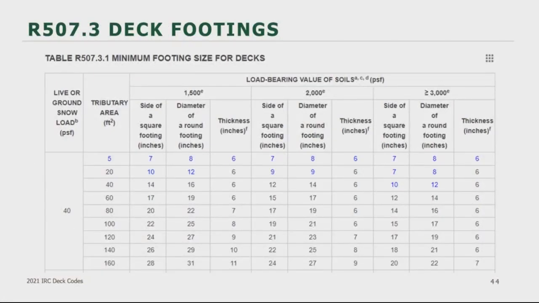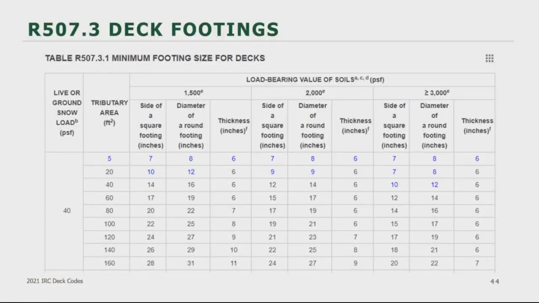There are significant changes, as we'll see, to all the tables in the deck code. In previous editions of the code, the tables would only give values for 40 pounds per square foot of live load. The tables have all been updated in the 2021 IRC to include not only the 40 pounds per square foot of live load, but also 50, 60, and 70 pounds per square foot of ground snow load. You may recall the change I mentioned earlier in R507.1, which requires a code user to select the higher gravity load value of the live load or the snow load, and that all the tables now reflect that.